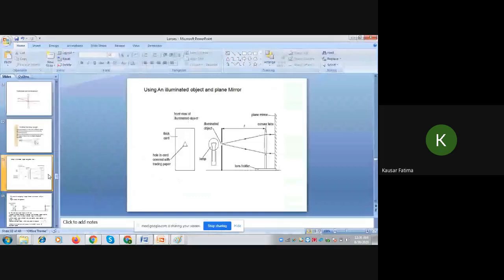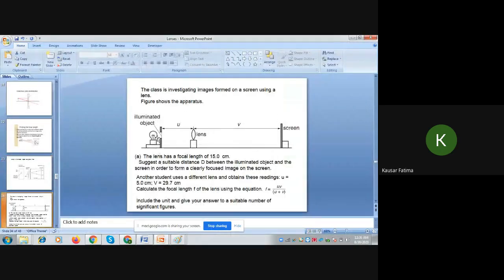Now the other method, this one. Again we are making use of an illuminated object. This is a cardboard sheet. We have made a hole in the cardboard sheet and placed a bulb or lamp behind it. Then there is the lens, and this screen where you will get the image. You should know this method, but the formula given here to calculate the focal length need not be memorised. If it is a question, this will be given.